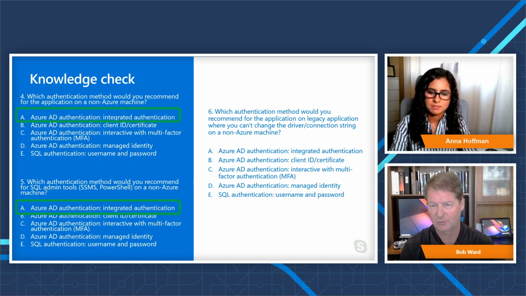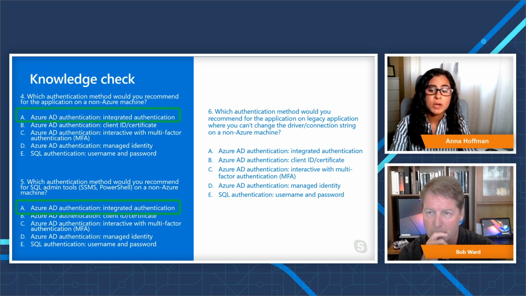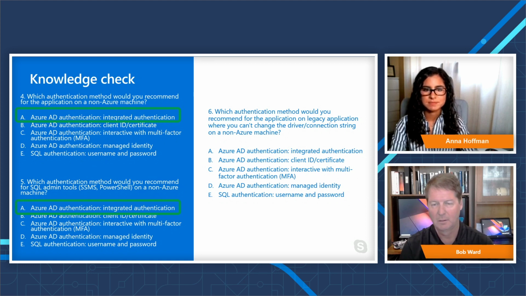Awesome. What about number 6? Yeah, let me, go ahead. It looks like we're getting a lot of D's, but a few B's. Which question is this? Question 6. What authentication would you recommend for the app on a legacy app where you can't change the connection string?